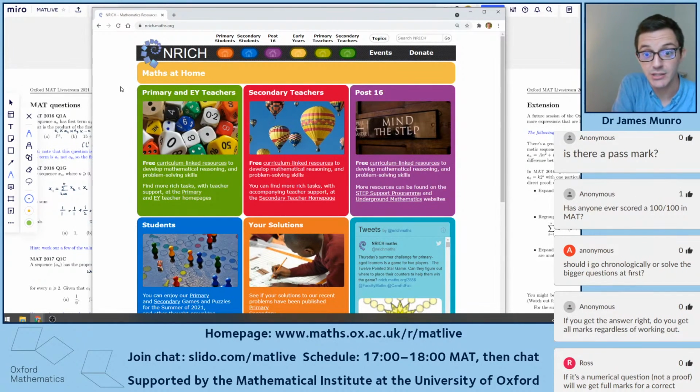Is there a pass mark? Is a really good question. No, we look at other factors as well. So if somebody's got a lower MAT score, but there's other reasons why we think they're really interesting and we'd like to shortlist them for interview, really good at mathematics, other evidence, then we might be more likely to shortlist them. Usually though, the higher the score the better in MAT, but no hard cutoff.